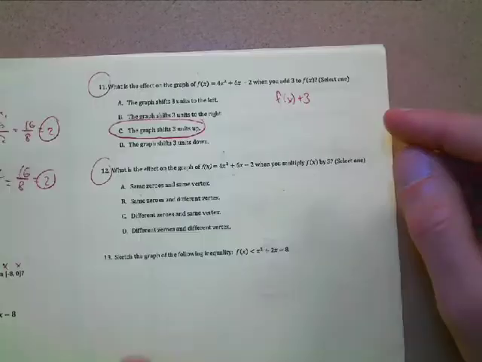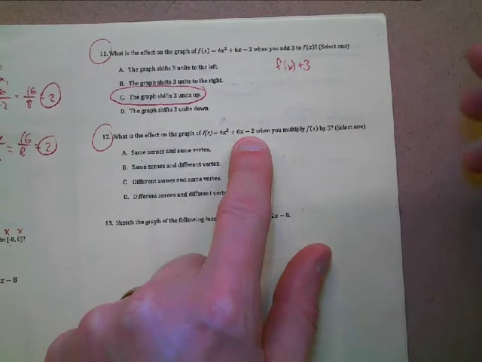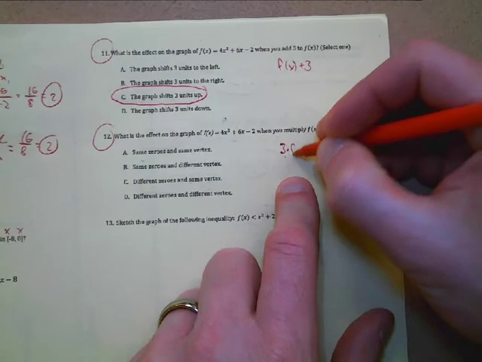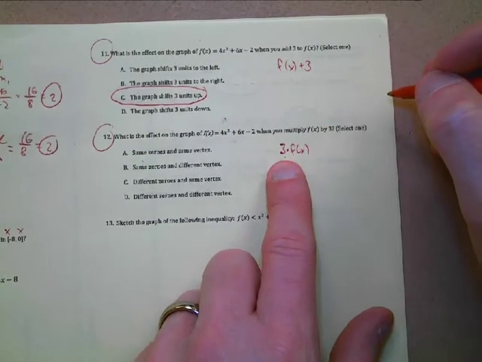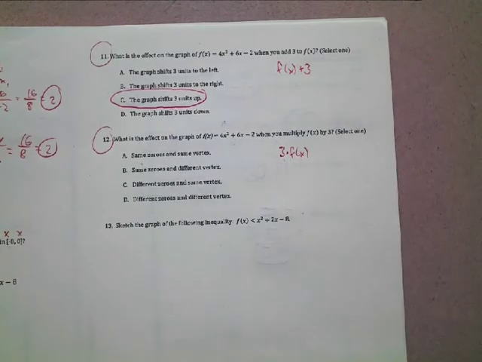Number 12, what is the effect on the graph of 4x squared plus 6x minus 2 when you multiply f of x by 3? So in other words, it's 3 times f of x. Well, what does a number in front of our function do? It stretches it. Right, exactly. It's going to stretch it.